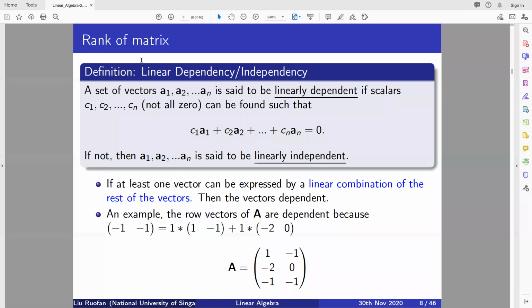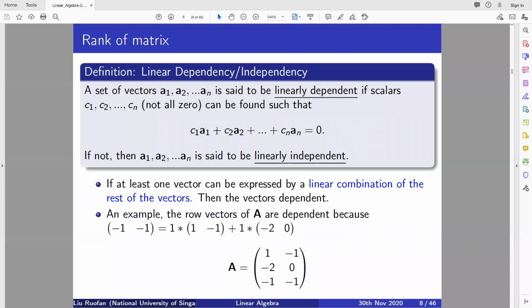Next, we introduce another important concept called rank of a matrix. To understand what rank is, first we need to understand linear dependency versus linear independency. If we have a set of vectors a1 up to an, they are said to be linearly dependent if a set of scalars, not all zero, can be found such that c1a1 plus c2a2 plus up to cnan is equal to zero. If no such scalars can be found, then a1 up to an are said to be linearly independent.